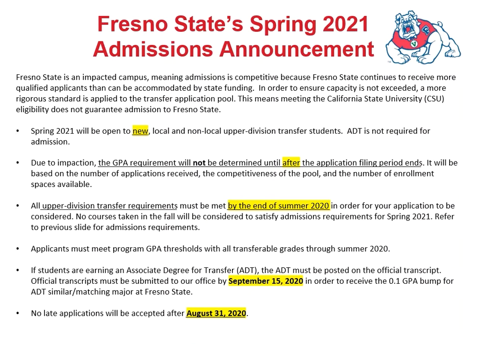Please note, if you are earning an associate degree for transfer, the AdT must be posted on your official transcript, and that official transcript must be submitted to Fresno State's admissions office by September 15th in order for you to receive that 0.1 GPA bump. And please note that Fresno State will not be accepting late applications.